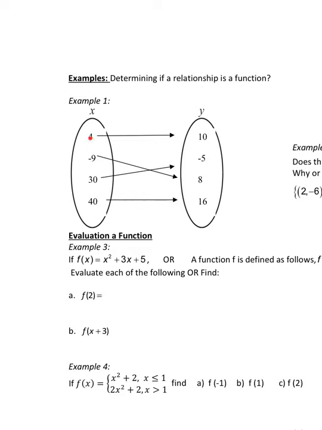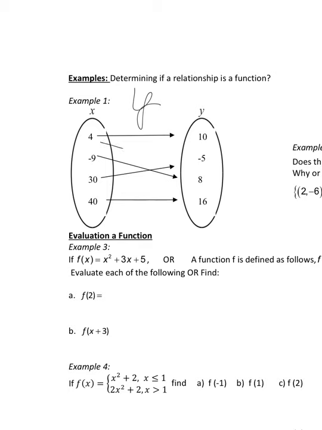So if we look at this, this produces one output. Negative 9 produces one output. Remember, in terms of the function, we don't want to know what these values are. I'm sorry, I'll put that aside. I was thinking about domain. But as long as each input has only one output, then the answer would be yes, this is a function.